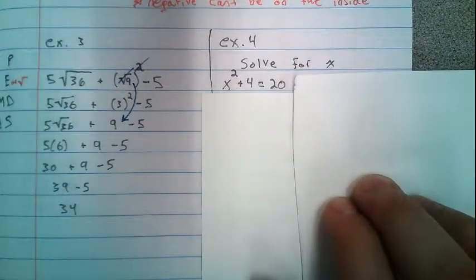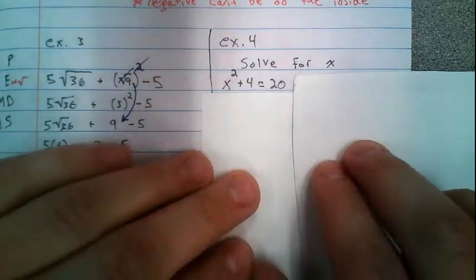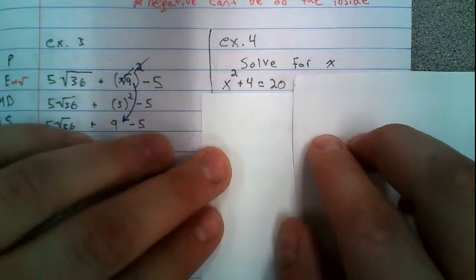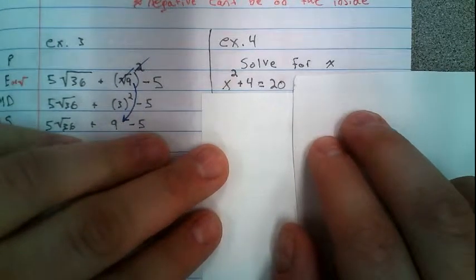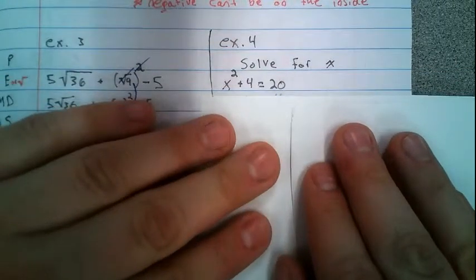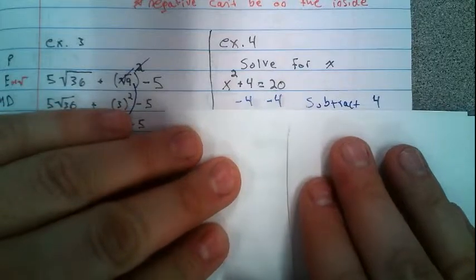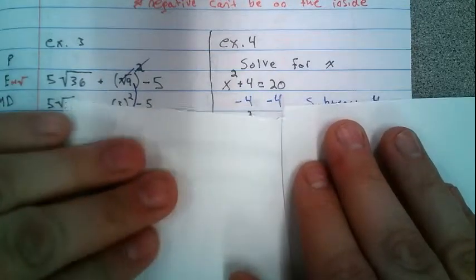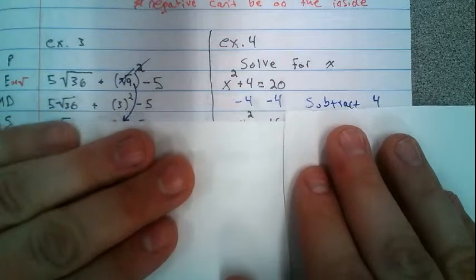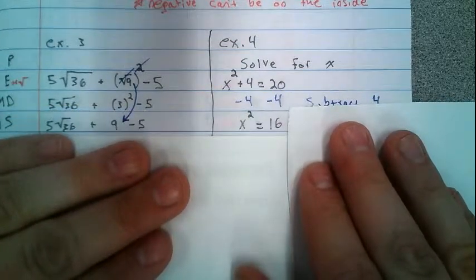In example 4, I'm asked to solve for x. And I'm given the equation x squared plus 4 equals 20. My first step in solving for x is to get the x by itself. So right now we're adding 4 to it. I need to do the opposite of adding 4, which would be subtracting 4. So I'm going to subtract 4 from both sides. Subtract 4 on the left, subtract 4 on the right. And I'm left with x squared equals 16.